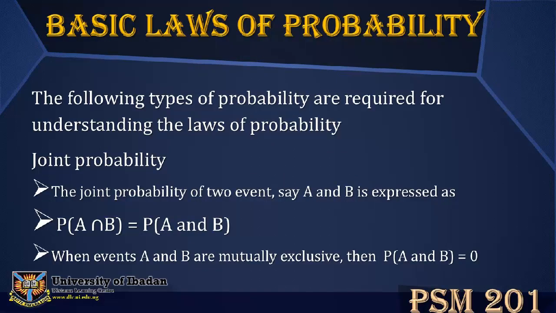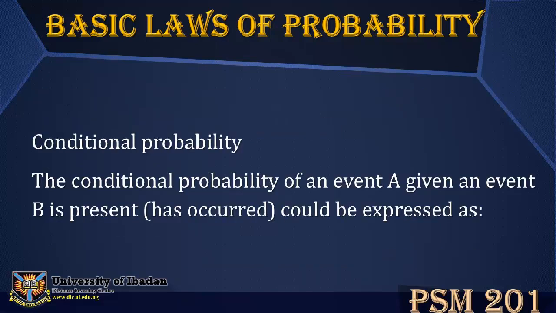Basic laws of probability. The following types of probability are required for understanding the laws of probability. 1. Joint probability. The joint probability of two events, say A and B, is expressed as P(A intersect B) equals P(A and B). When events A and B are mutually exclusive, then P(A and B) equals 0.